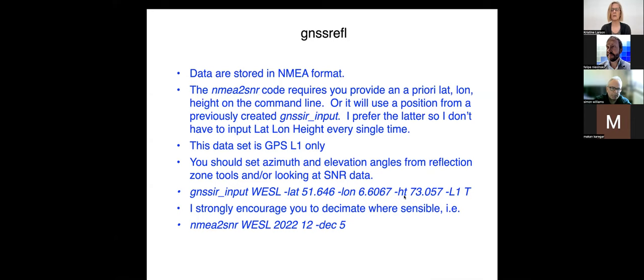I also encourage you to decimate. There's a decimate option in both RINEX to SNR and NMEA to SNR. And most of the NMEA data sets I've seen are 1 second. They're not all, but you don't need that for a GPS site that's 10 meters tall. And all your code's going to run 10 times slower, or in this case, 5 times slower. So just an option.